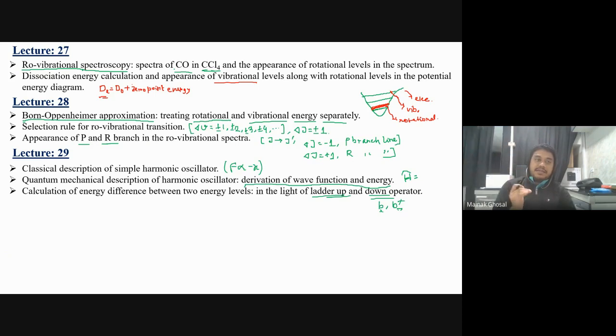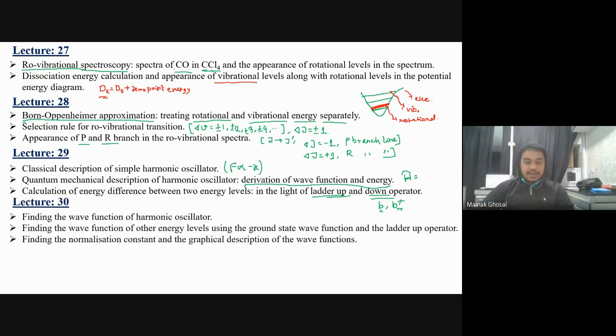If you are in a psi state and you apply the ladder up operator, you will lead to your next state, the upper state. Similarly, if you are in a certain state and you apply the ladder down operator, then you will reach the lower level. Since this is related to a step jump, it is called a ladder operator.